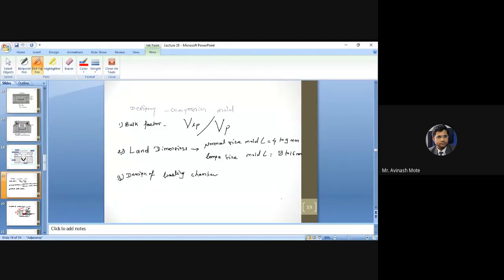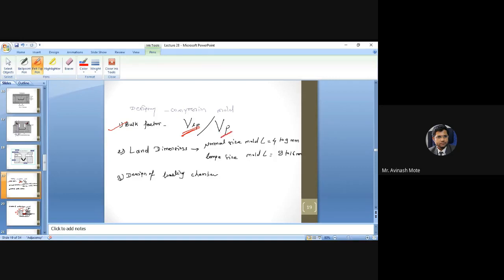Now here in the last lecture we'll just revise. So we have seen the basic process or the basic steps which are required to design a compression mold. Okay, so the first factor was the bulk factor, and the formula is simple: volume of loose powder, or it may be pellets, or simply volume of loose material, to the volume of product. That is nothing but the bulk factor.